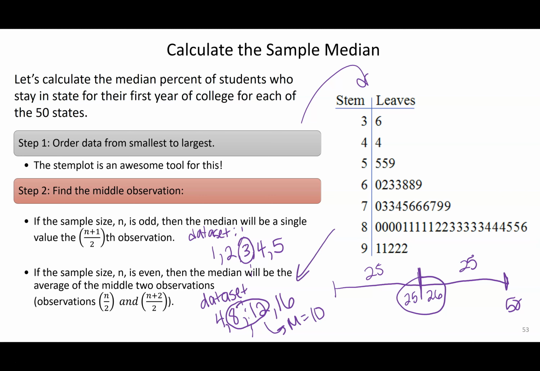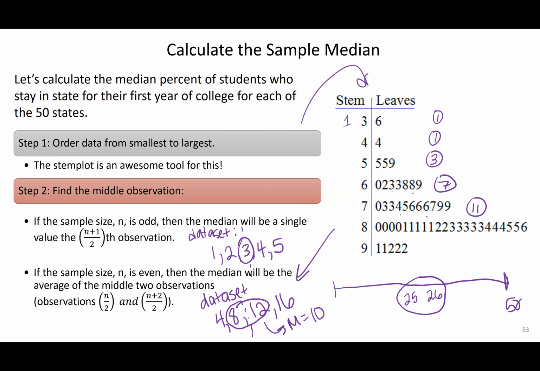N is 50, so n divided by 2 is 25, and n plus 2 divided by 2 is going to be 26. So in order to find them here, I am going to take note here. I have 1, 1, I have 3, I have 7, 4, 8, I have 11. Okay. So if I want the 25th and 26th observations, I have to figure out where they are.